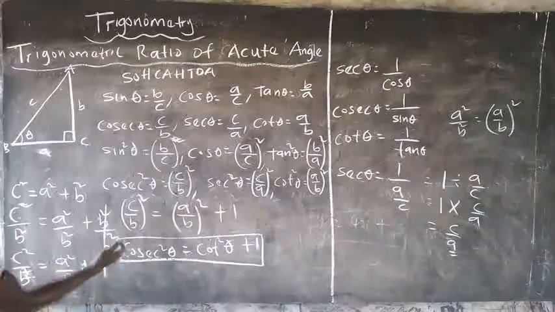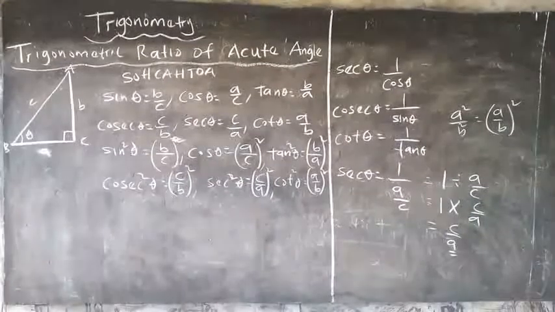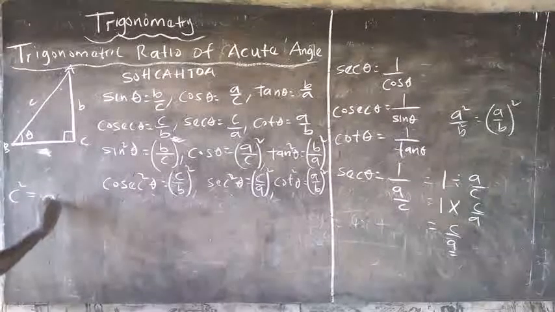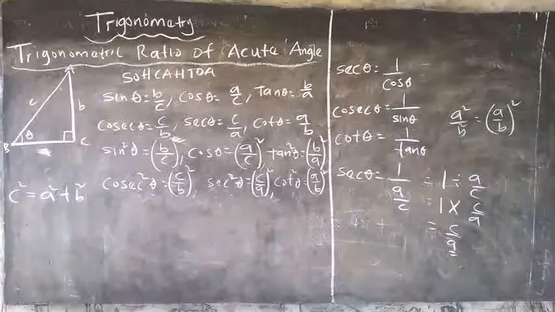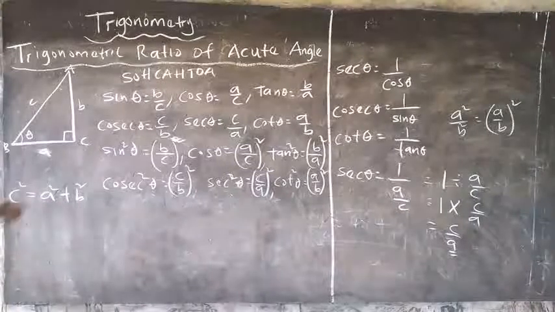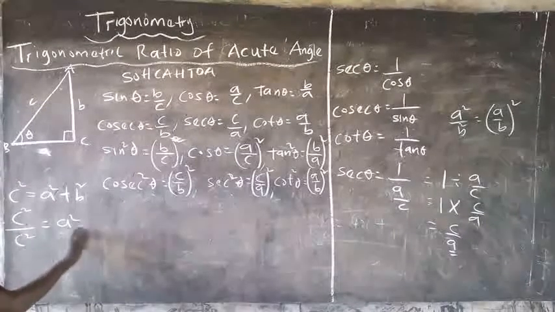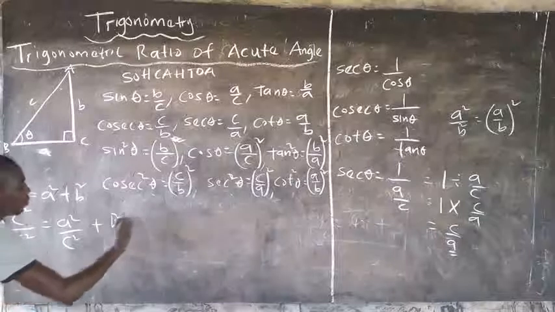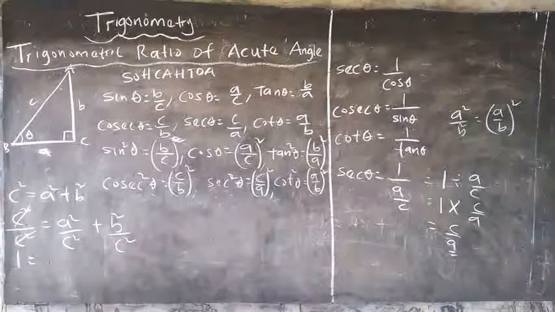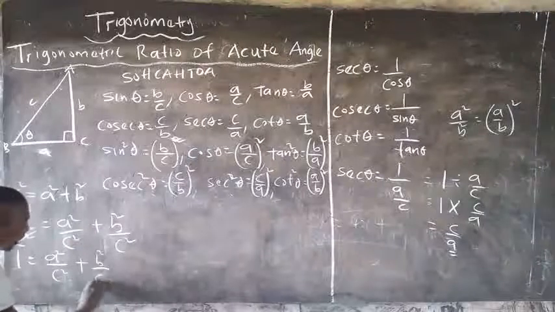This is the second theorem. Still on Pythagoras theorem, c square equals a square plus b square. We have taken a square, we have also taken b square. The next thing is c square. We divide through by c square. So we are left with c square over c square equals a square over c square plus b square over c square. C square cancels c square, which is 1, to be equal to a square over c square plus b square over c square.